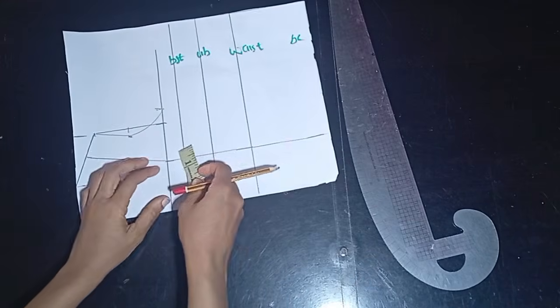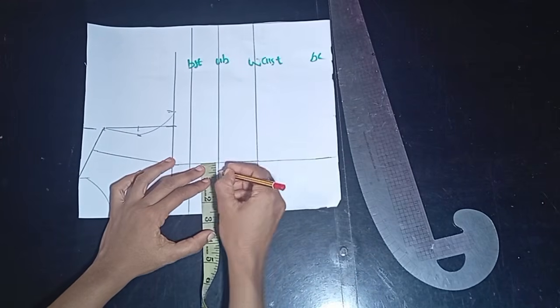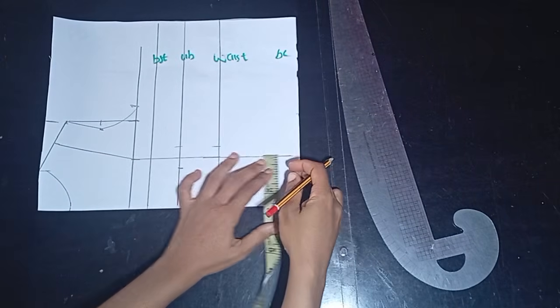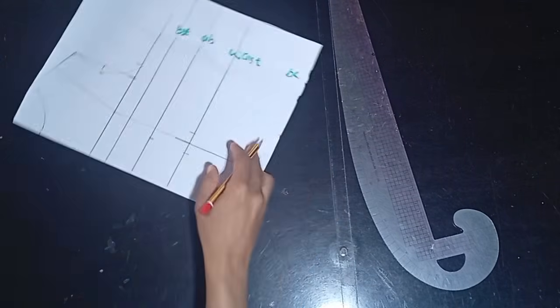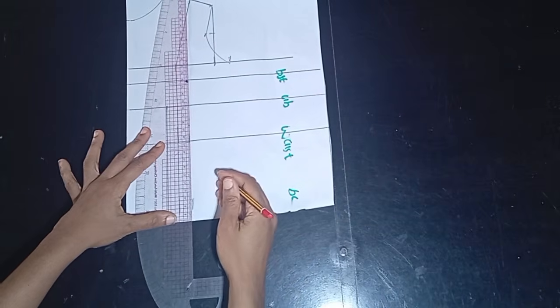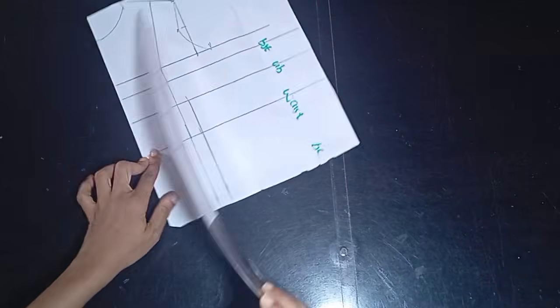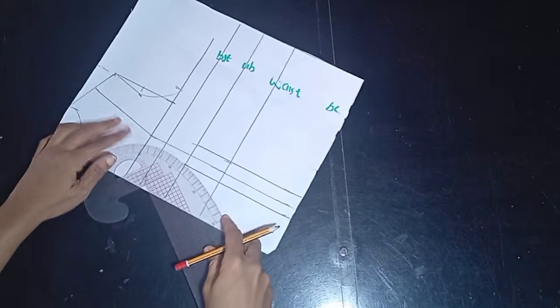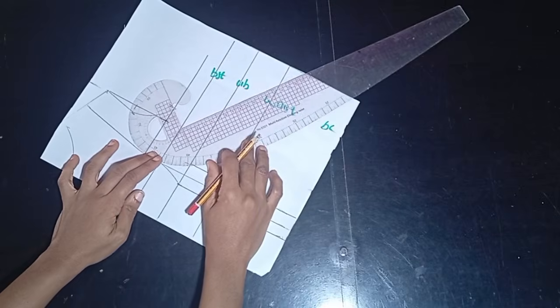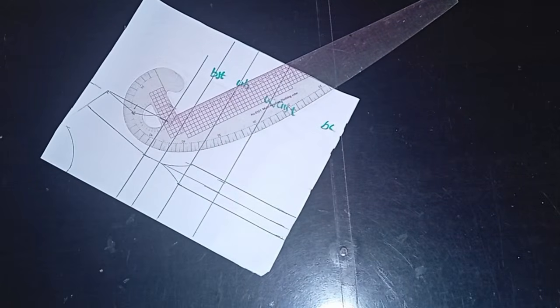Now I'll start by marking my dart intake. I'll mark 1 inch on both sides of my pattern, right? If you're plus size, use 1.5 inches on both sides, and I'll place my ruler. I'll connect on this side and also connect at the other side of my pattern. Now place your ruler, connect from the bust all the way to the under bust, and also connect at the other side of my pattern.